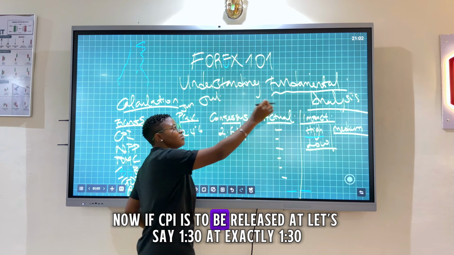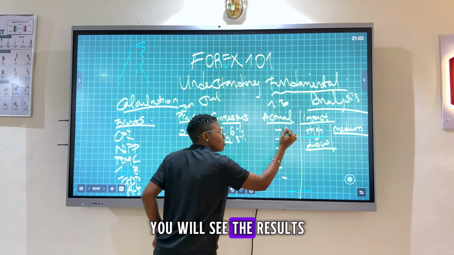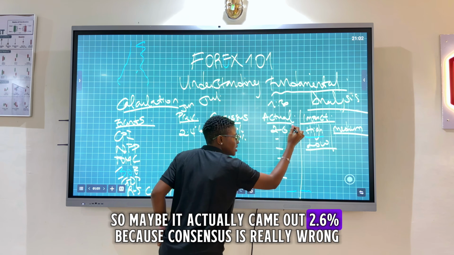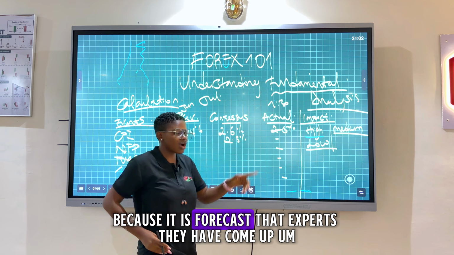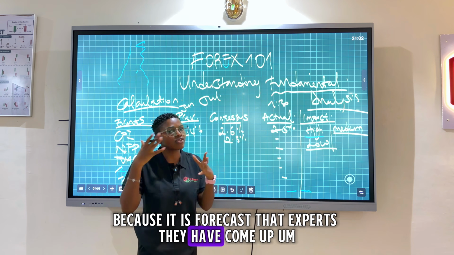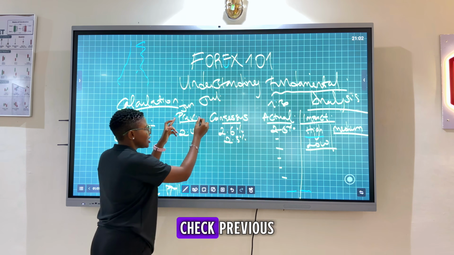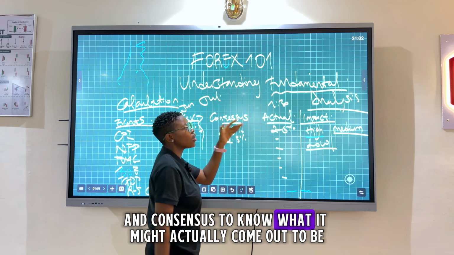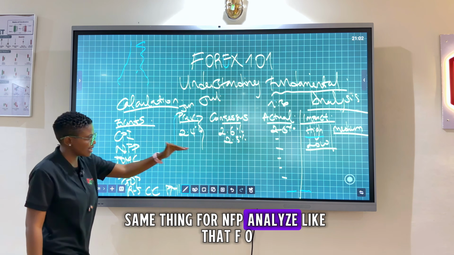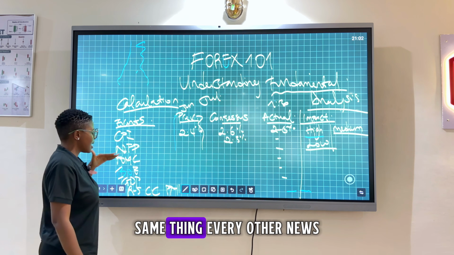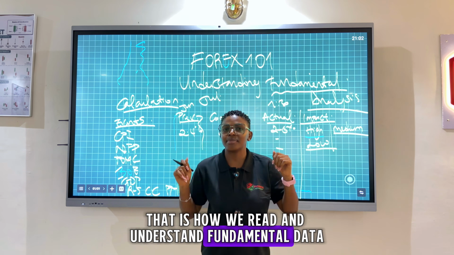Now, if CPI is to be released at, let's say, 1:30, at exactly 1:30 you will see the result. Maybe it actually came out 2.6%, because consensus is rarely wrong; it is a forecast that experts have come up with. So you always want to check previous and consensus to know what it might actually come out to be. Same thing for NFP, analyze like that. FOMC, same thing. Every other news, that is how we read and understand fundamental data.